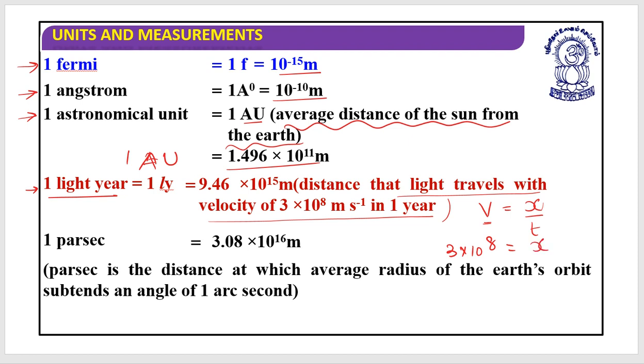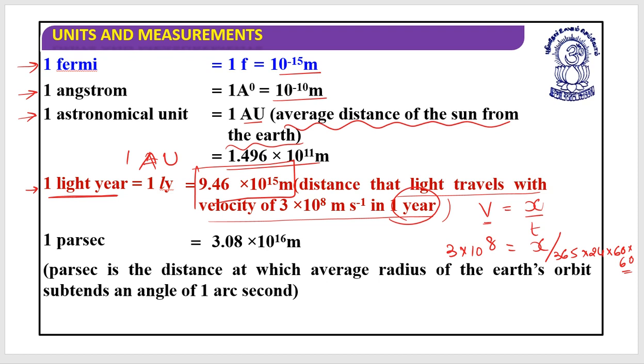That equals distance divided by time. Now what is the time? It is 1 year. So there are 365 days multiplied by 24 hours multiplied by 60 minutes multiplied by 60 seconds. Whatever the data comes, that we call 1 light year, and that data is 9.46 into 10 to the power 15 meter.